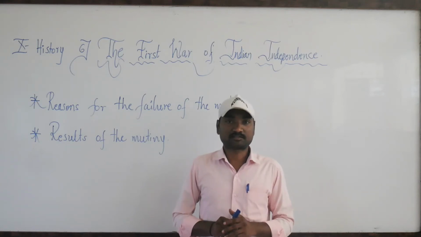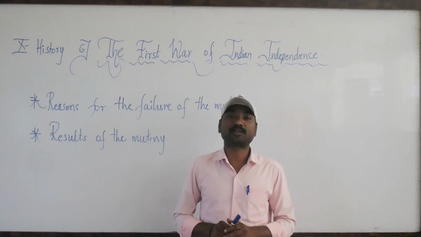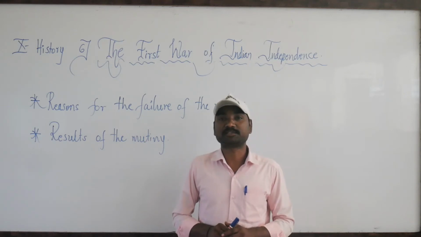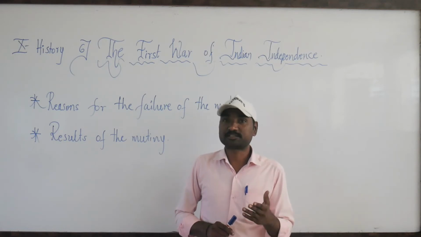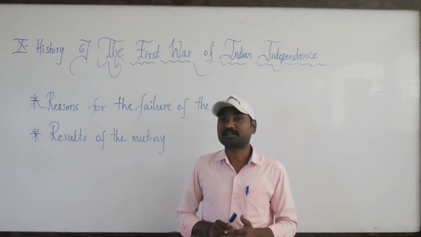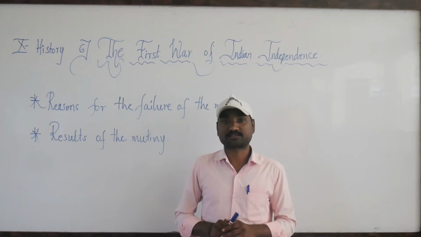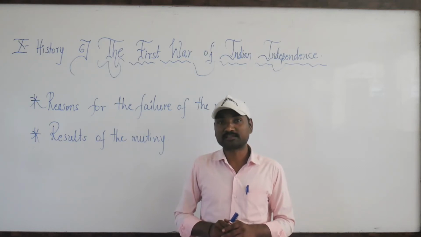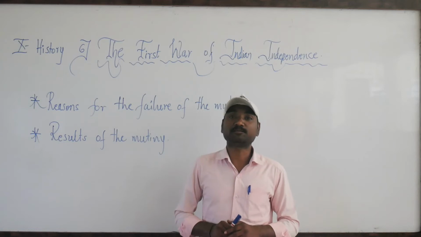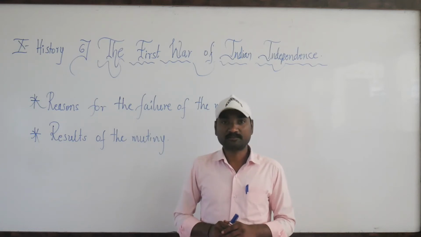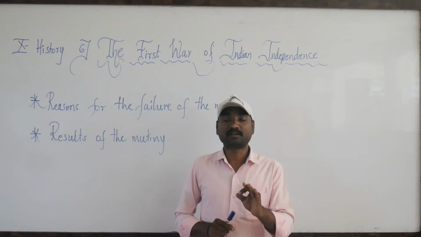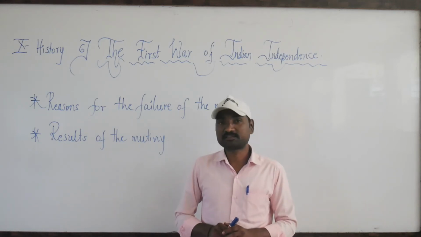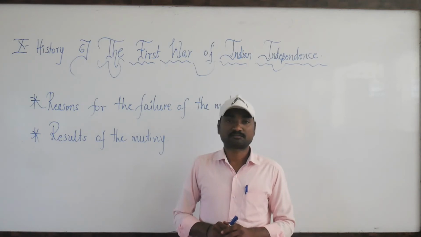These are the causes for the failure of the 1857 uprising. That is why in 1857 our people did not get victory. Without the unification of the Indians, victory was highly impossible. That is why our Indians failed in the 1857 uprising. After this, the Britishers remained powerful.